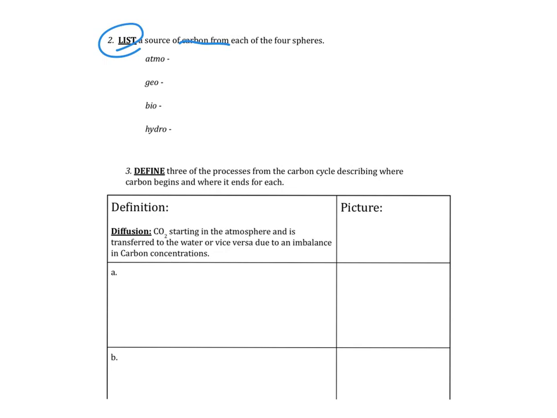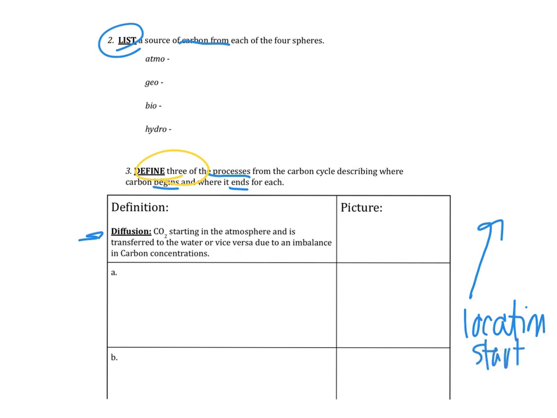The third one here, give a definition of a process within the carbon cycle, stating where the carbon begins and then where the carbon ends. So I actually gave you one example. So you've got 3 total that you need to complete, A, B, and C on there. So you can pick any process that was discussed in the notes. Again, looking at your picture, thinking about where that arrow begins and where it ends, and give that location in your written definition. So where does it start versus where does it end?